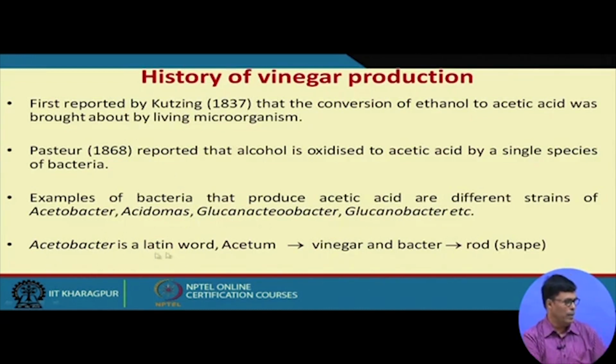Acetobacter is a Latin word. Acetum means vinegar, and bacter means rod shaped. Acetobacter aceti is used mostly for the vinegar fermentation process because it is rod shaped and it produces vinegar, that means it produces acetic acid. So from the name, that is how they put the name like this. If you see the microorganism under the microscope, it will be rod shaped. That is why it is a rod shaped, vinegar producing microorganism. That is Acetobacter. Okay.